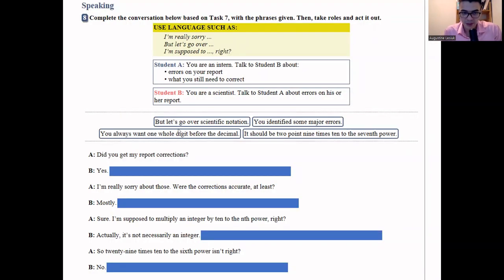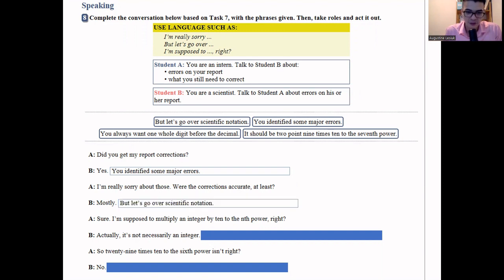Here's the conversation. Did you get my report corrections? Yes, you identified some major errors. I'm really sorry about those. Were the corrections accurate at least? Mostly, but let's go over scientific notation. Sure, I'm supposed to multiply an integer by 10 to the nth power, right?